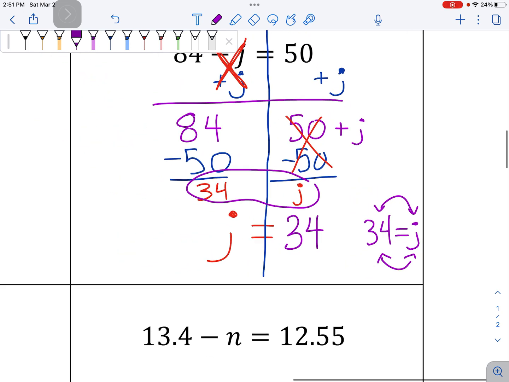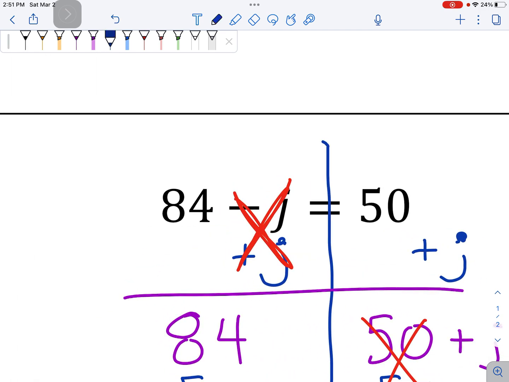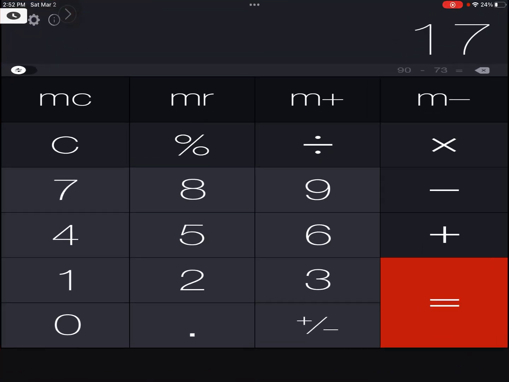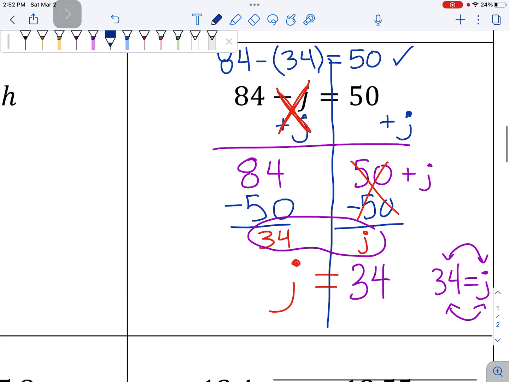It should be the right answer because the teacher did the work, but let's find out. Back up on top. We have 84 take away 34 should equal 50. I'm pretty sure it does. Let's check it out. 84 take away 34. Yep, it equals 50. It does check out. So now I'm going to circle my final answer.